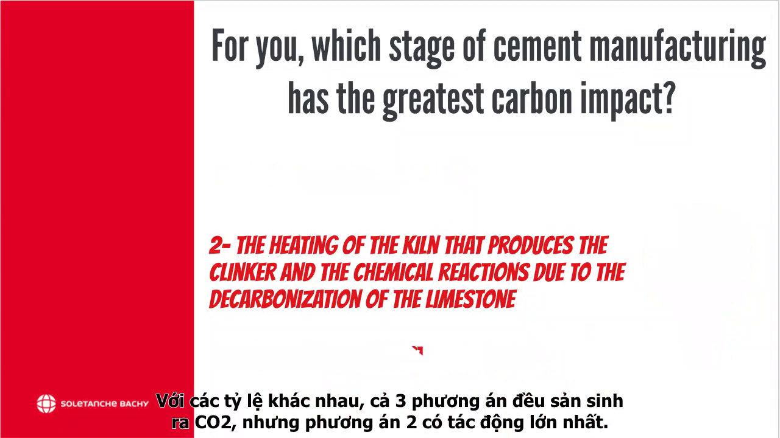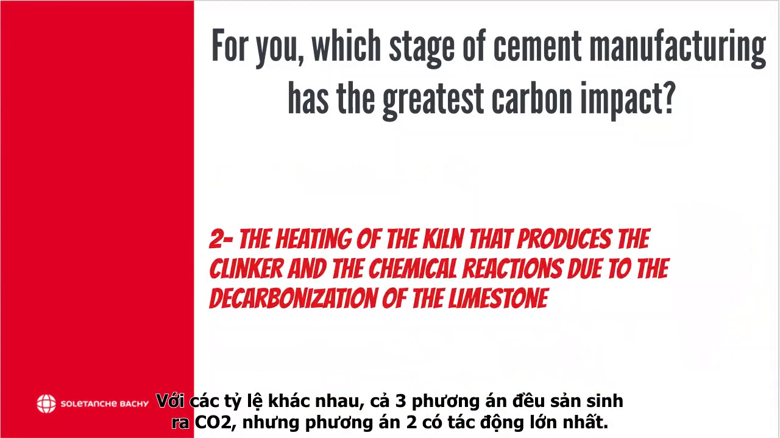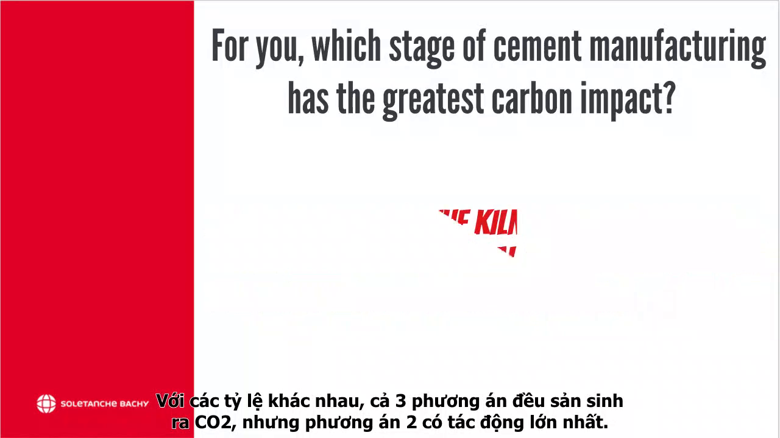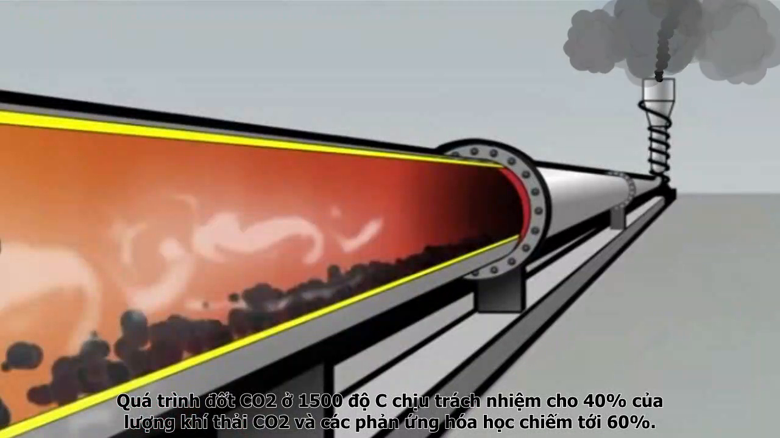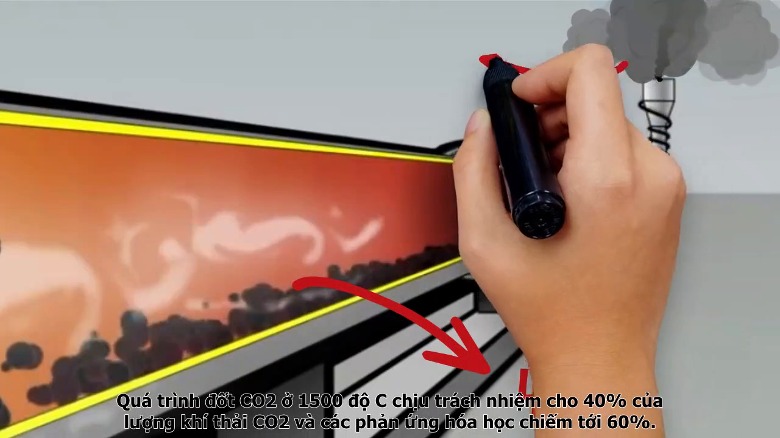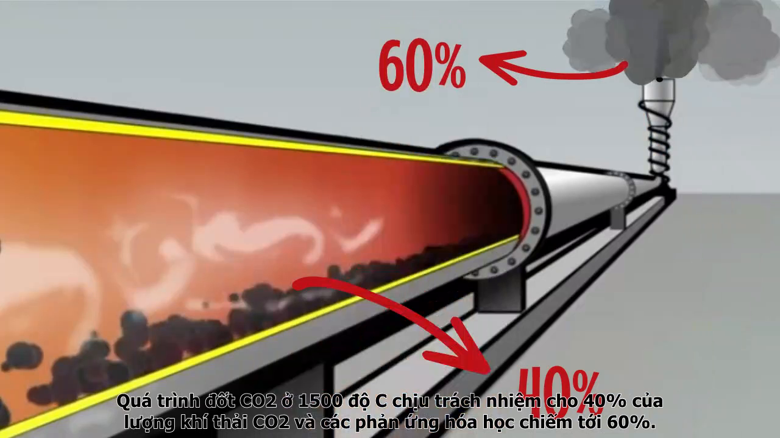In different proportions, the three options emit CO2, but option 2 has the highest impact. The firing of clinker at 1,500 degrees Celsius is responsible for about 40% of CO2 emissions, while the chemical reactions that occur during firing represent 60%.